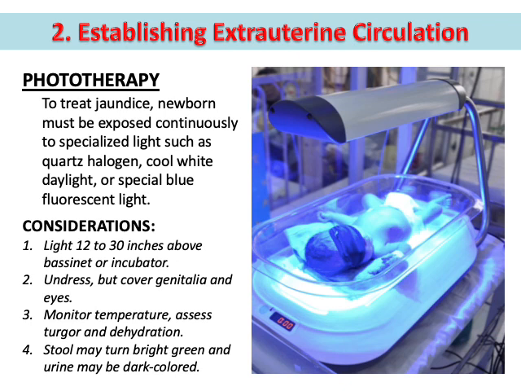Third is monitor temperature, assess turgor, and possible dehydration. Light is hot, so always check if there are hyperthermia signs, and also the risks of insensible water loss. Stool may turn bright green and urine may be dark colored. These are signs that phototherapy has been effective, which means the indirect bilirubin is slowly being excreted out of the body.